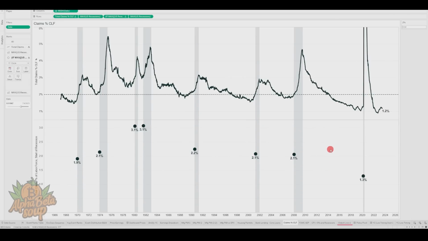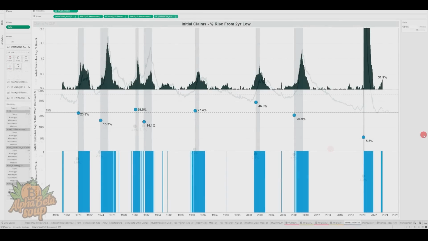But what if we look at it in rate of change terms? What if we don't look at it just as a percent of the whole? What if we see the rate of change of initial claims off their low? That's this chart here. So up at the top, we have initial claims as a percentage rise off of its 2-year low. And I chose 2 years because it's a good buffer window between recessions, and initial claims tend to go down, down, down till they set a floor, and then they rise quickly. So if we can establish where the floor is, we can get a general idea of the rise in claims.